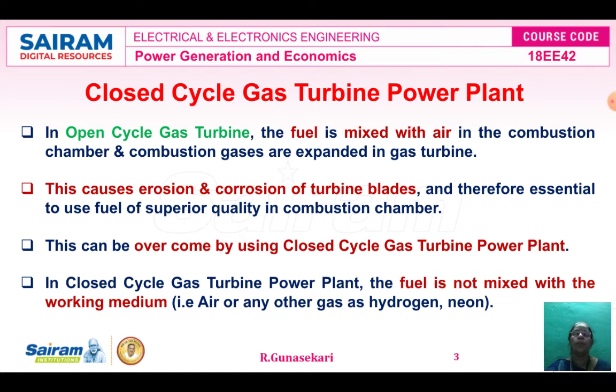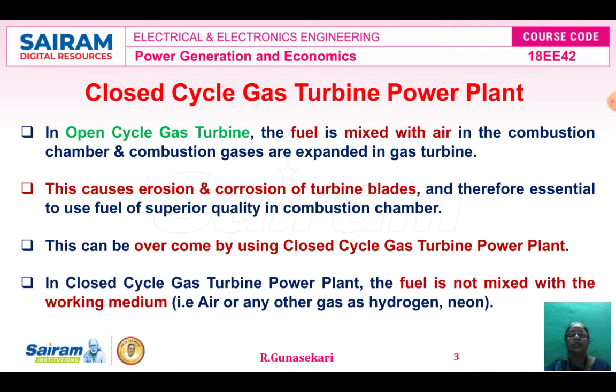Dear student, in the open cycle gas turbine power plant, the fuel is mixed with air in the combustion chamber, and the combustion gases are expanded in the gas turbine. What happened due to this? This causes erosion and corrosion of the turbine blades. Therefore, it is essential to use fuel of superior quality in the combustion chamber. This is the drawback in the open cycle gas turbine. This drawback is overcome by using the closed cycle gas turbine power plant.